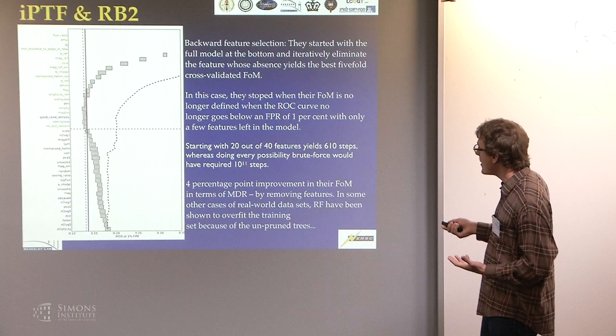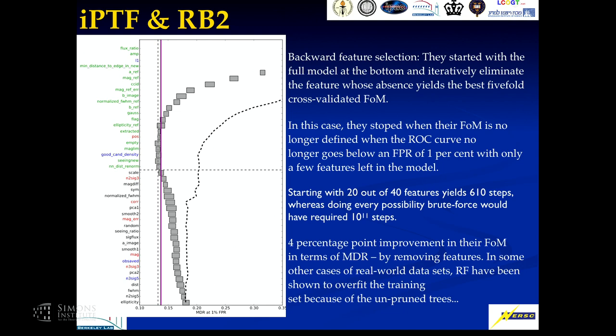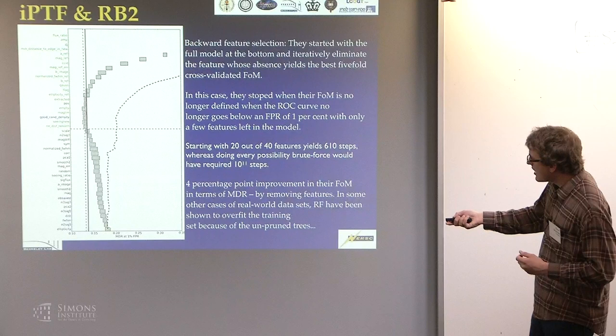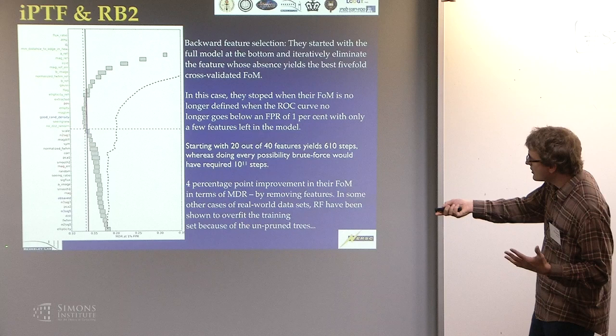An interesting thing that they did was improving their model by recursively eliminating features with this backward feature selection algorithm. So they started with the full model at the bottom and recursively removed features that improved the figure of merit, the training figure of merit for the random forest. And so you can see here that by removing features in this fashion, you can drive this figure of merit down. A better classifier has a figure of merit that's as low as possible.